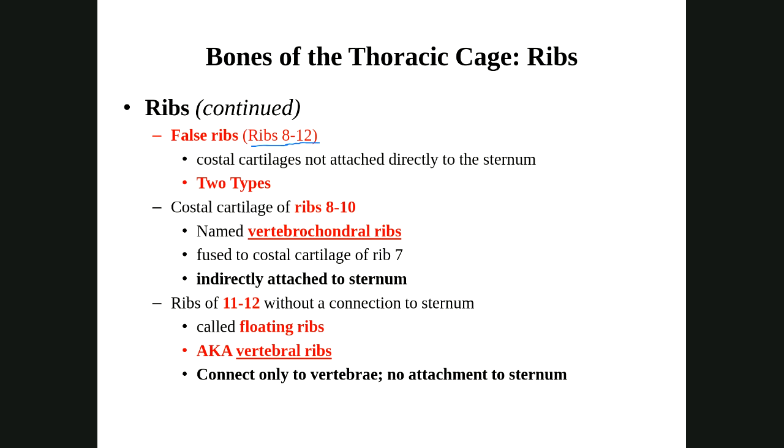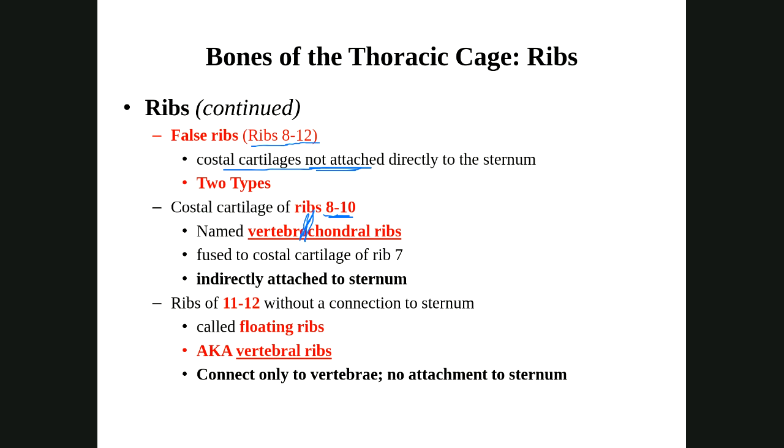Okay, so those costal cartilages do not attach directly to the sternum. And there's 2 types now. But again, you can read and understand the types. So when we talk about false ribs, there's 2 categories. Ribs 8 through 10 are what we call vertebrochondral ribs. Again, they originate on the thoracic vertebra there, but chondro stands for what?